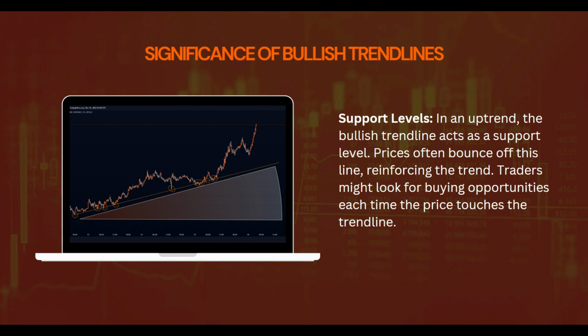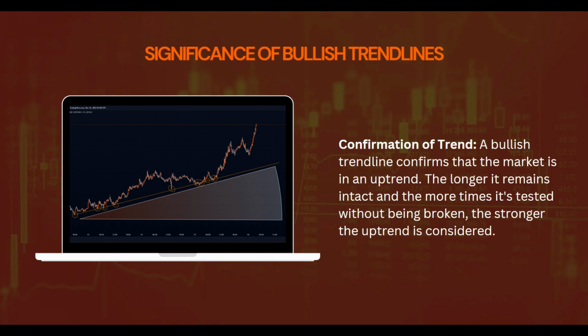Support level. In an uptrend, the bullish trend line acts as a support level. Price often bounces off the line and reinforces the trend. Traders might look for buying opportunities each time the price touches the trend line. Confirmation of a trend. A bullish trend line confirms that the market is in an uptrend. So a trend line will help you have confidence that it is confirmed as an uptrend. The longer that a trend line remains intact, the more times it's tested without being broken, the stronger the uptrend is considered.